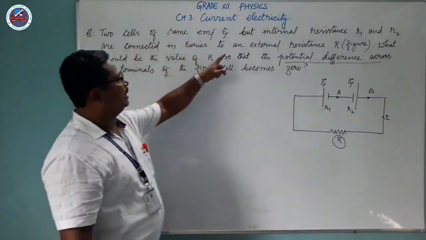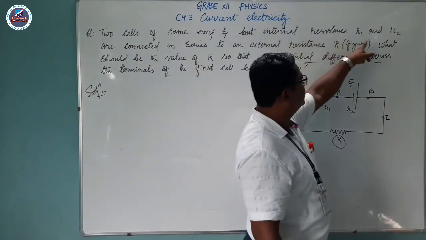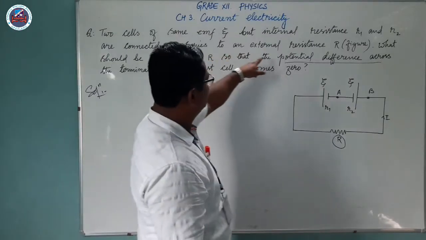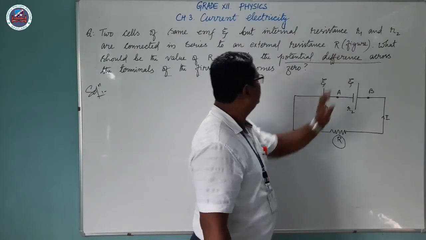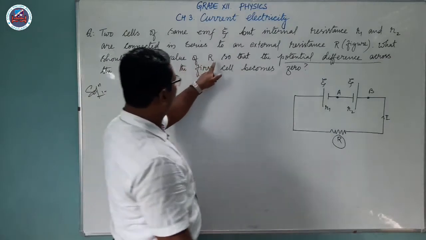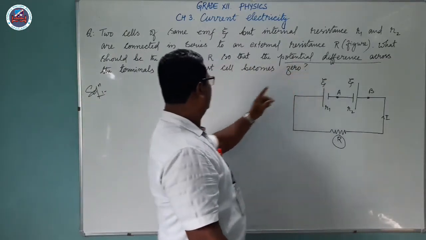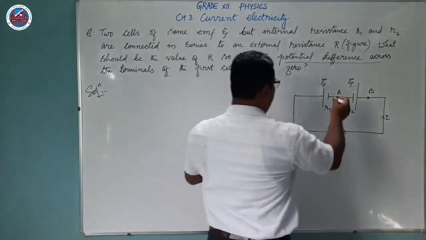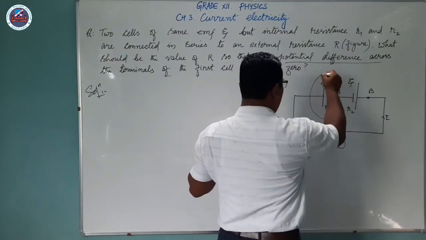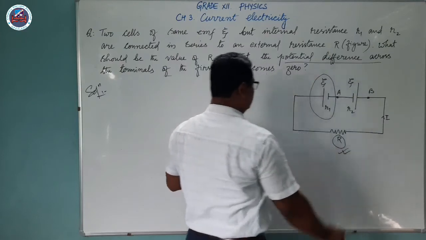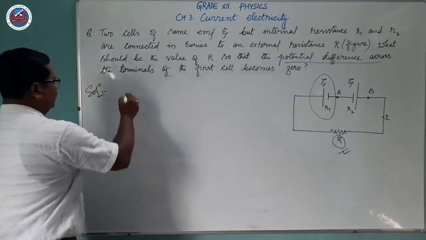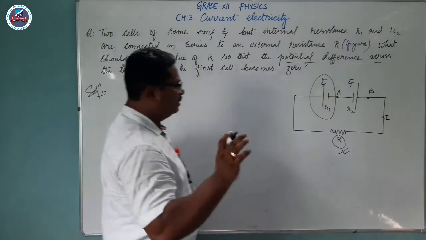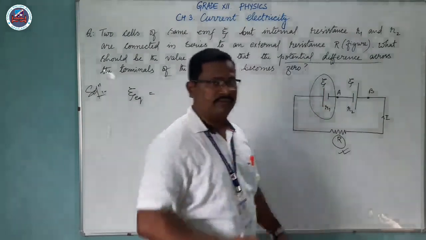Two cells of same EMF epsilon but internal resistances R1 and R2 are connected in series to an external resistance capital R. What should be the value of R so that the potential difference across the terminals of the first cell becomes 0? Here, when the potential is 0, what is the value of R, they are asking you. So to start with, we'll find out the equivalent EMF. This time the EMFs are equal, so you don't have to subtract.